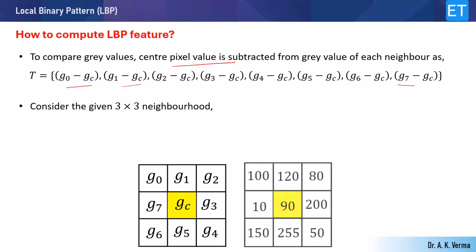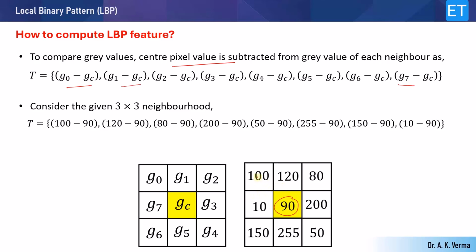So just consider one example. Let's say this is one image segment of a 3 by 3 neighborhood. So the center pixel value is 90. So obviously the comparison is 100 minus 90, you can see, then 120 minus 90 and so on. And the last one is 10 minus 90. So the differences we get are: 100 minus 90 is 10, 120 minus 90 is 30, 80 minus 90 is minus 10, and so on. So here we are getting some positive values and here we are getting some negative values.